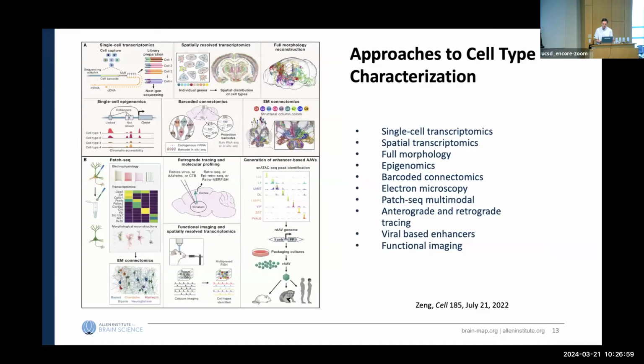So there are a lot of approaches to this cell type characterization problem. These are just some of the things outlined here. And today, we have many, many techniques. We have high throughput transcriptomic techniques. We have epigenomic techniques that we'll talk about in a little bit.